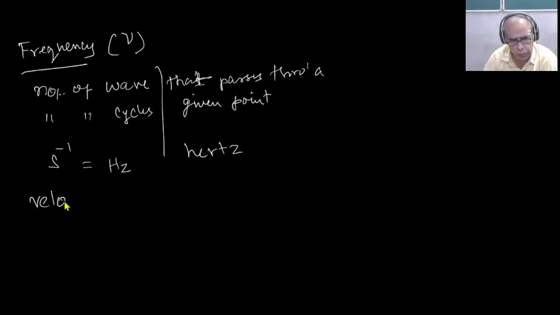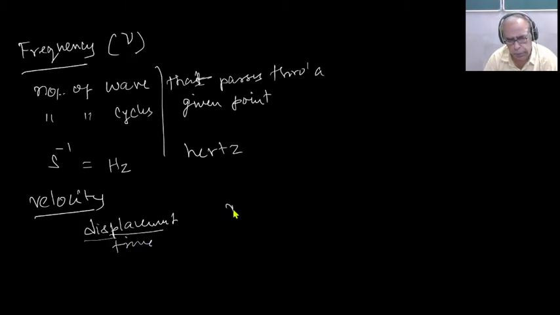Velocity we know. Okay, velocity. This is the displacement carried out in a given time. Displacement divided by time. So naturally its unit will be meter per second. Is it not? Meter per second. Then we should know the relationship between velocity and frequency.